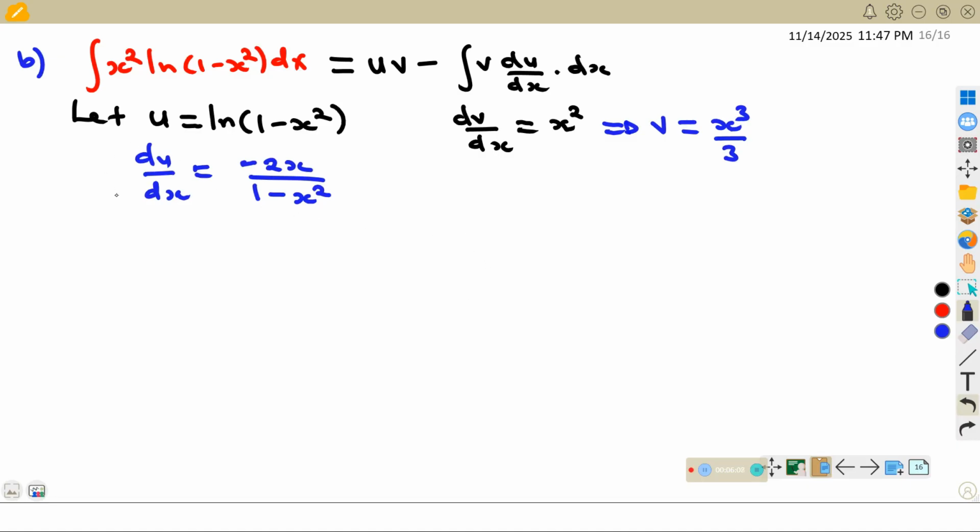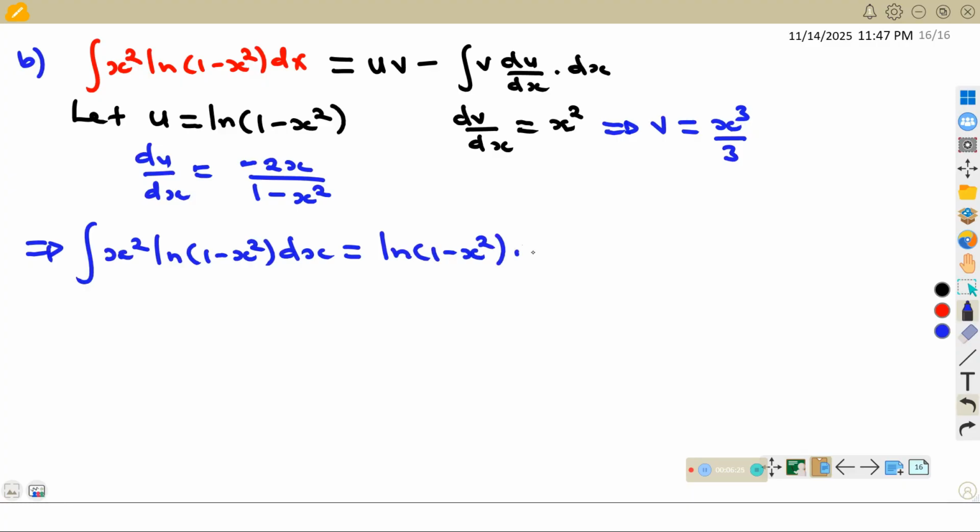So basically that is what we shall have, and this will imply that the integral of x squared ln of 1 minus x squared dx will be same as u. Our u is ln of 1 minus x squared times v, which is x to power 3 divided by 3, minus the integral of v, that is x to power 3 divided by 3, and then times negative 2x divided by 1 minus x squared.